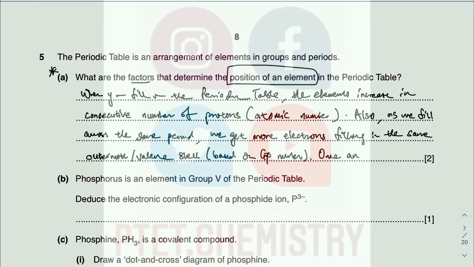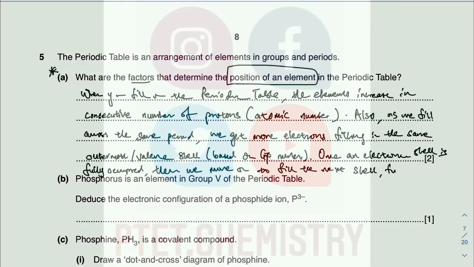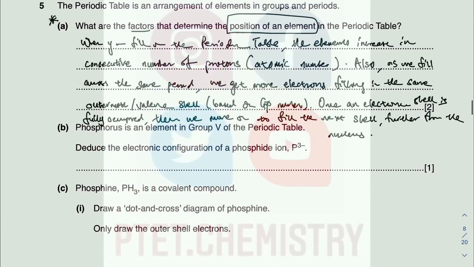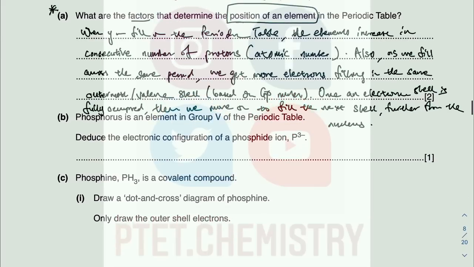Once an electronic shell is fully occupied, we move on to fill the next shell further away from the nucleus. So there's basically the idea of period there, and the idea of a group there. It's describing what the periodic table is all about, how it comes about, how when it was first discovered, and why the elements are placed in such and such order.